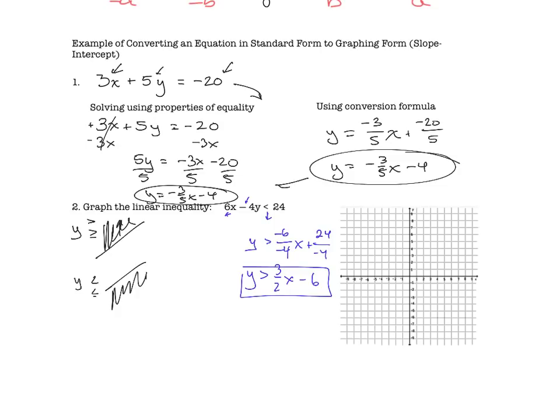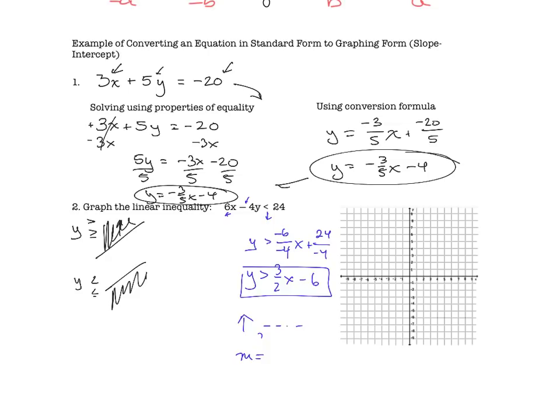I'm going to note a couple things and visually get my information down on this paper before I graph. The first thing I note is that I am shading up because it is a greater than. The next thing is that this is a dashed line, not a solid line, because it's not equal to. The last thing I'm going to note is my slope, which is going to be 3/2. They're both positive, so 3/2, right?